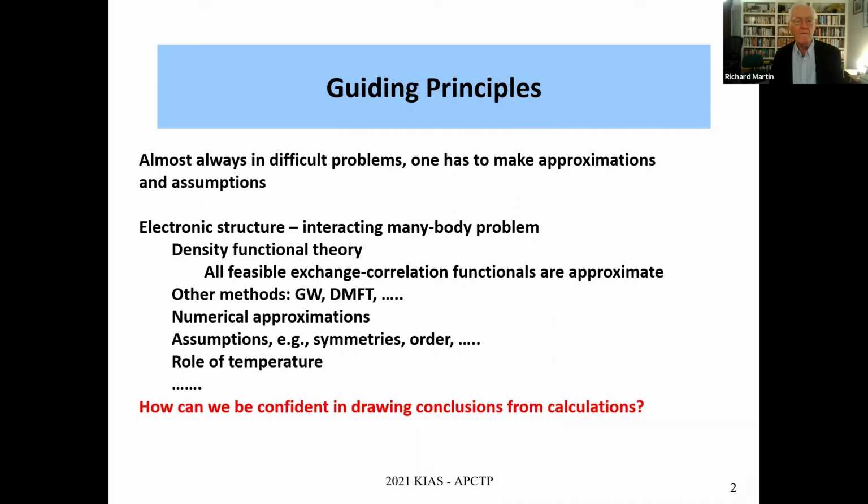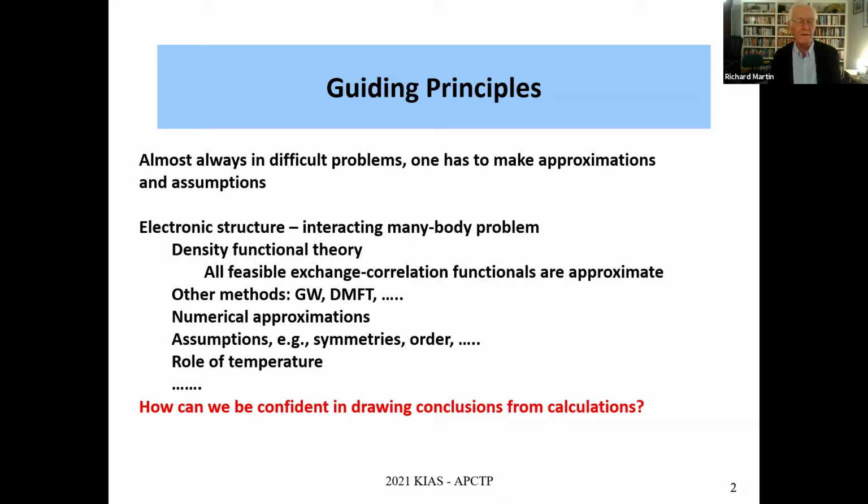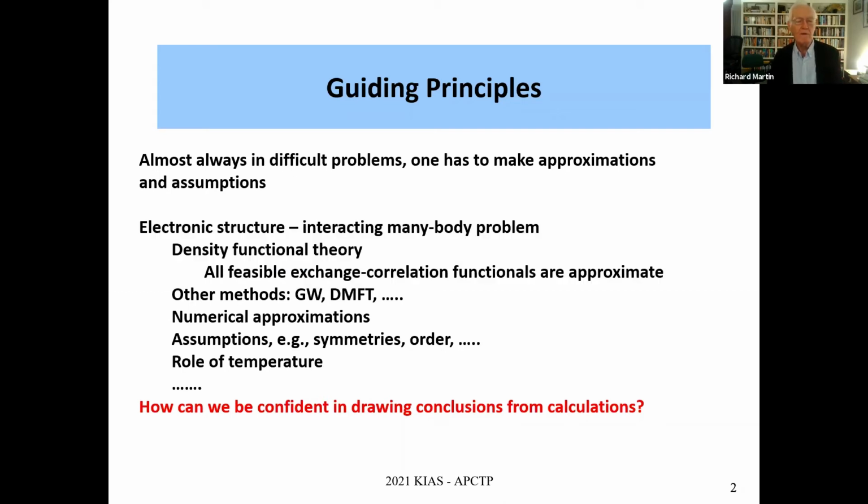Except for very small systems and wave function methods, you need to consider only a small number of the possible excitations of the system, because in a large system there is the exponential growth of the exact solution. You often have numerical approximations. Maybe more important is that you may have assumptions of symmetries and order, and that may be very important.